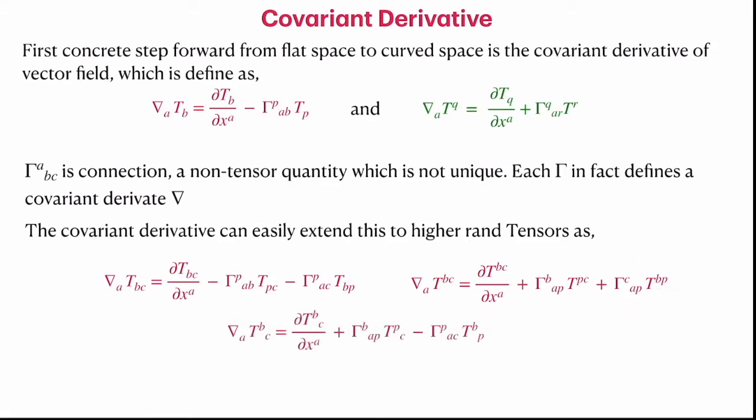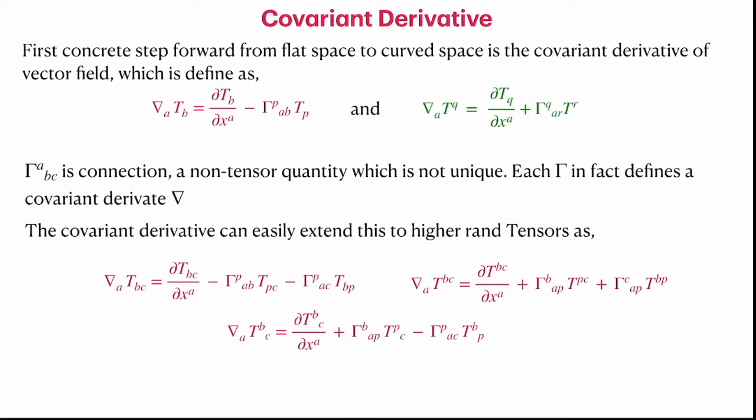So we could have a mixed rank tensor too. So we have one covariant and one contravariant index, with the differential operator acting on this. First, we have a partial differential or gradient of that tensor quantity. Then we have two terms which are coming from each covariant and contravariant component taken as a dot product with respect to the connection coefficient gamma. That is gamma^B_AP T^P_C minus gamma^P_AC T^B_P.